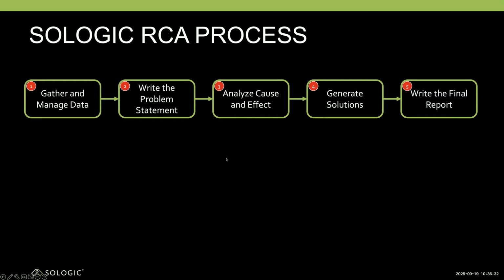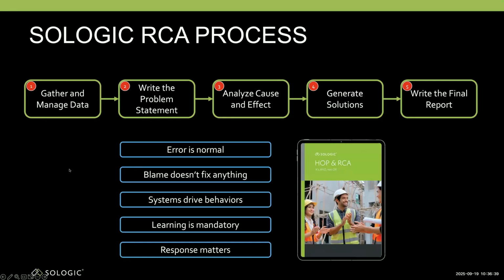All right, so then after that, we identify solutions and then we bundle everything up into a report. So these are the 5 steps of our Sologic RCA process, but we incorporate HOP principles, or human and organizational performance principles, at each step of the way. So we subscribe to these as you learn from HOP experts like Todd Conklin or Bob Edwards or Andrea Baker, or these folks that are so smart in this area.